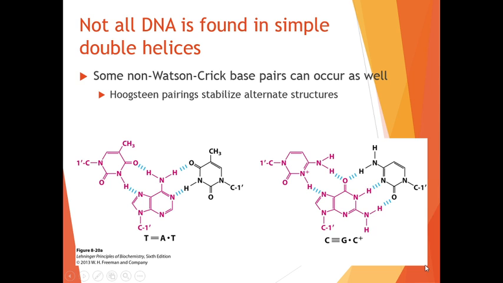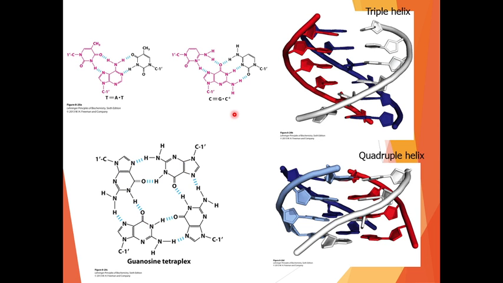Hoogsteen pairing, as shown here, can allow for the formation of a triple helix. The triple helical DNA containing two pyrimidine strands is shown in red and white. In this case, the blue colored strand is the purine strand. This forms a Watson-Crick base pair with the white strand, and the third all-red strand forms a Hoogsteen pair.